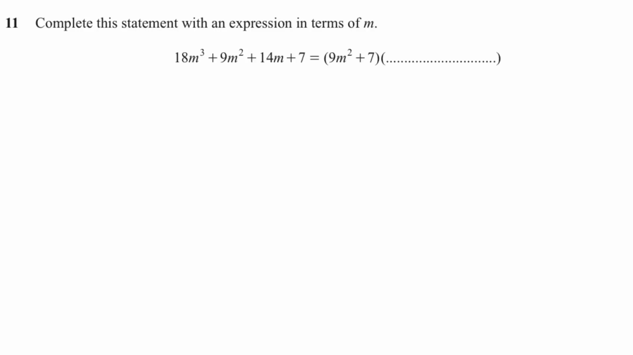Question number 11. Complete this statement with an expression in terms of m. So we need to factorize this. One factor is already given to us. We need to find the second factor. As this is 9m squared plus 7, let's write the 9m squared plus 7 together and 18m cubed plus 14m.